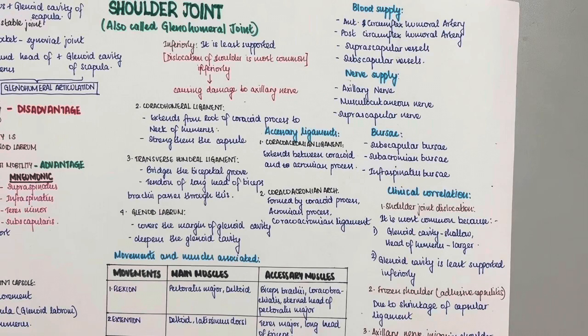Bursae. So there are three bursae. We already saw it in the relations. Those are subscapular bursae, subacromion bursae, and infraspinatus bursae.